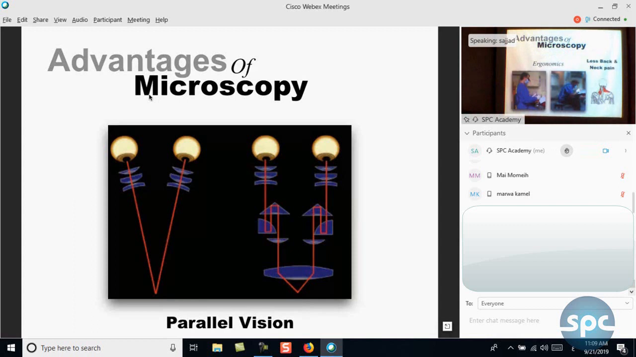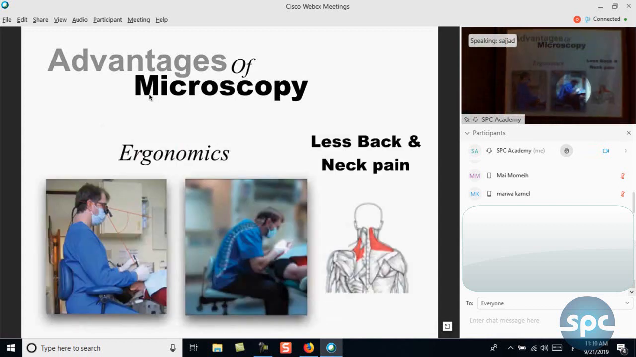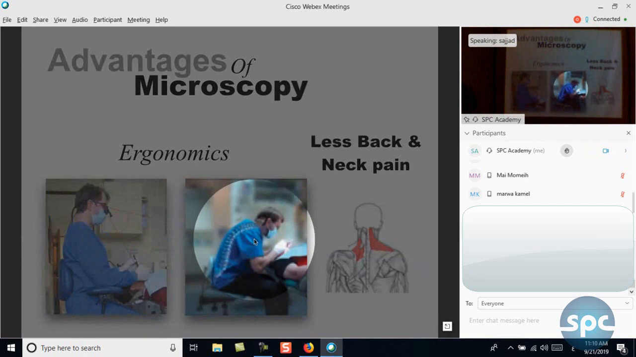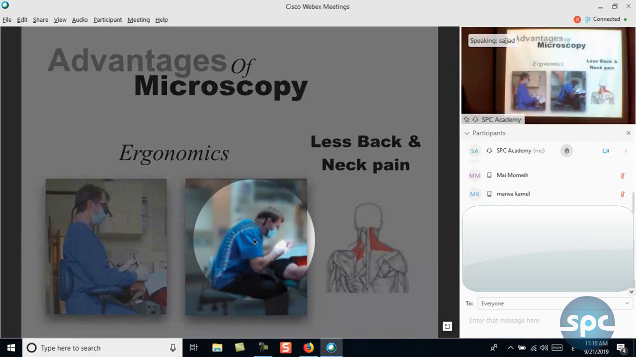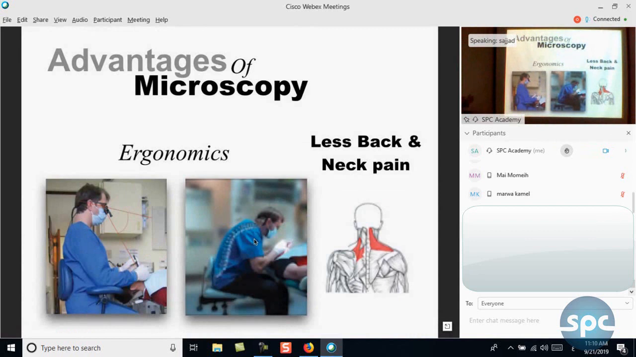Okay? Also, who works like this? If you're not using magnification, all of you work like this, because the automatic thing that happens immediately is that when I cannot see, I move closer, right?